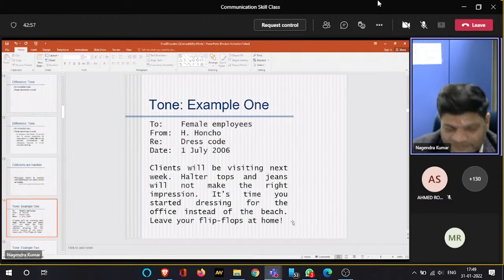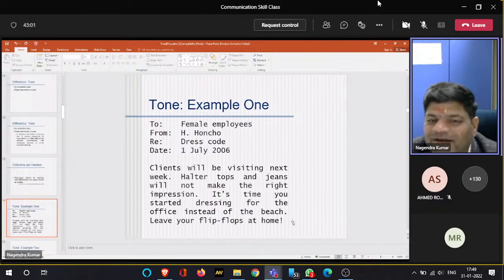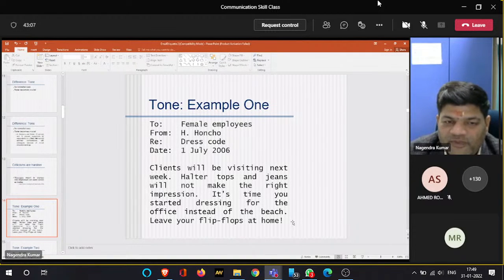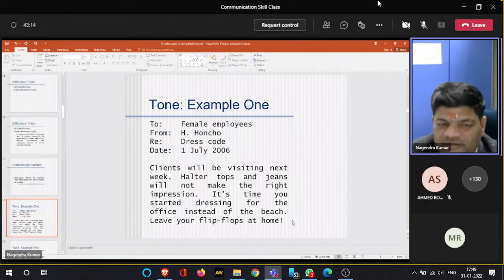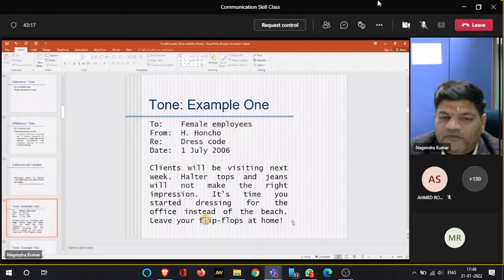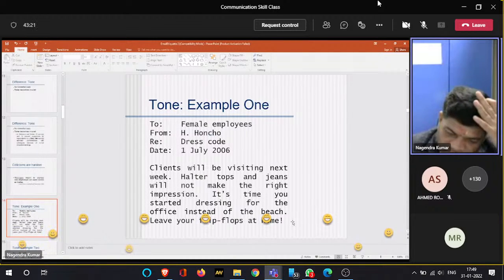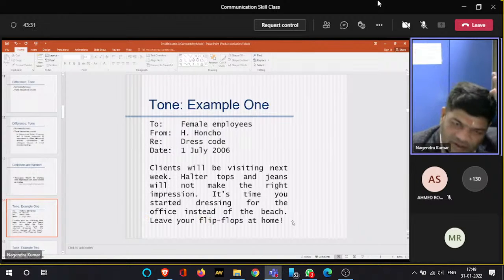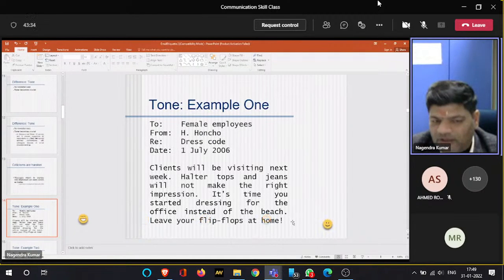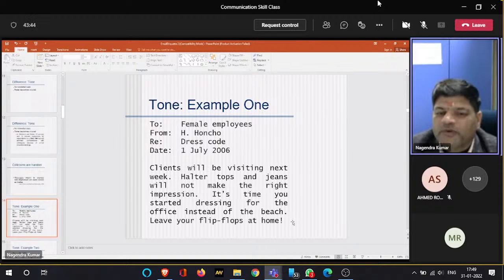Now, if you get this kind of a message and you are a female employee, immediately you will sit on dharna, saying arrest this man, he has made indecent remarks against us. Fine. So even if you have to impress upon the employees of your company that some clients are visiting next week and they are expected to make the right impression, so all of them are advised to come suitably dressed, that could have been quite proper, but not this one.